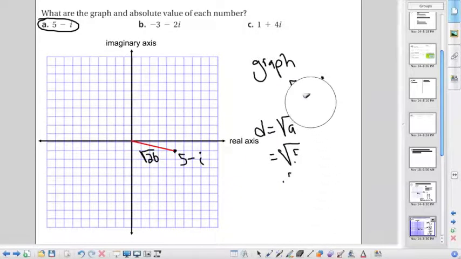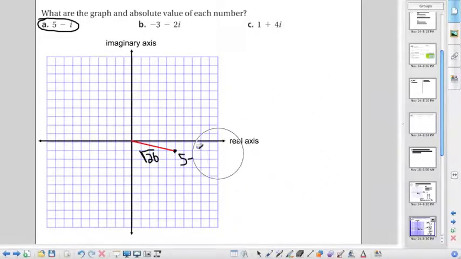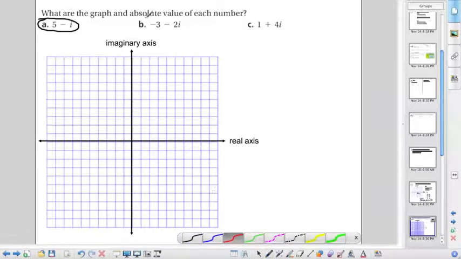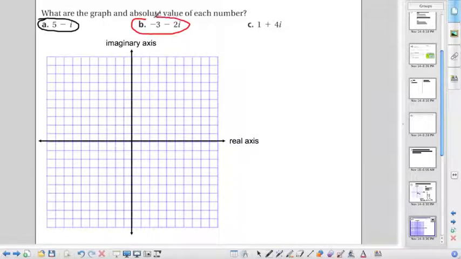Next, we will do problem B. We're going to graph negative 3 minus 2i. Remember, this is a, this is b, that's i. So we go negative 3 in the real, so 1, 2, 3, and we go down 2.